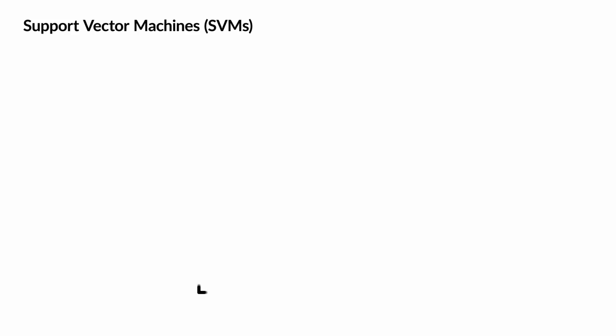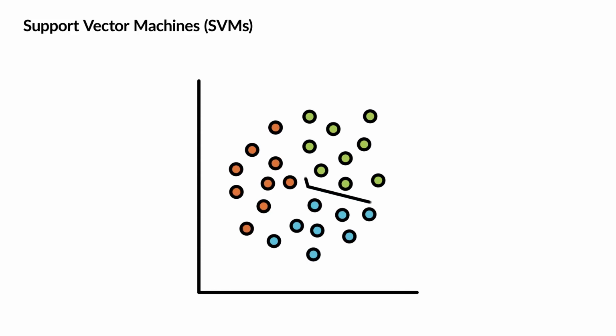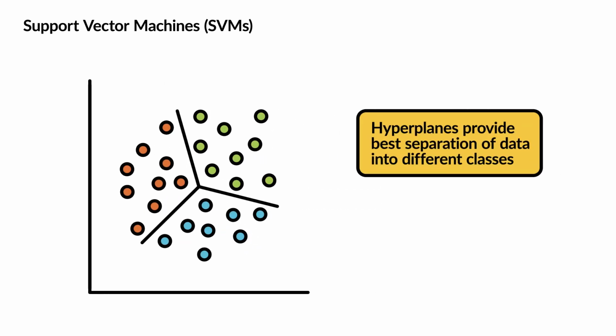Support vector machines are powerful classifiers that work by finding the best separation of data into different classes using hyperplanes. SVMs are particularly effective in datasets with many dimensions and are used in applications such as image classification and bioinformatics. They are capable of handling both linear and non-linear classification tasks by using kernel functions to transform the data.